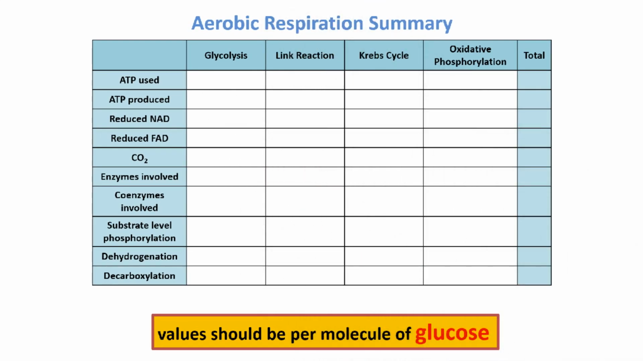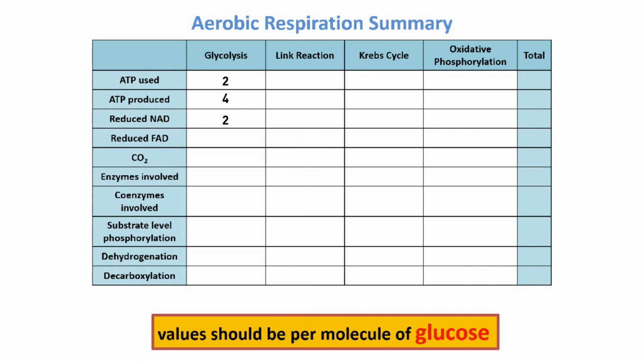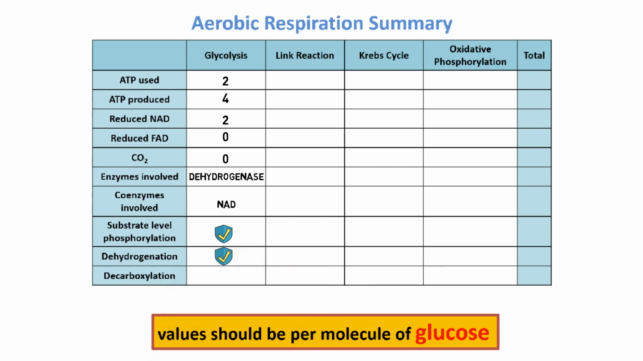We used 2 ATP molecules to destabilize our glucose, and at the end we formed 4 ATP molecules which were due to substrate level phosphorylation. 2 reduced NADs were formed from dehydrogenation of triose phosphate. No reduced FADs or NADs were formed. The enzymes involved were dehydrogenase, NAD was our coenzyme, and we had substrate level phosphorylation and dehydrogenation occurring, but we had no decarboxylation. Pause the video if you need to, get this table drawn up or summarized for yourself.